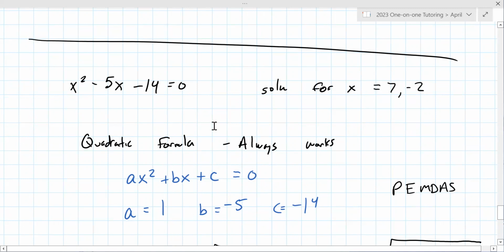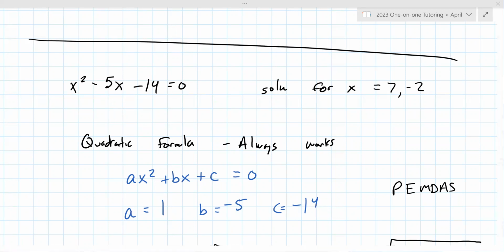It always works. And you're a good math student, you're going to want to know, well, why would I use this, or when would I use this? And you would never use it on this problem right here. You would just never do that, because it can be factored. But if it can't be factored, that's when you do use it.